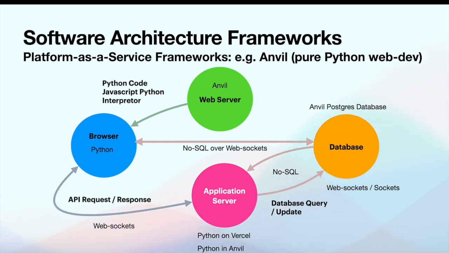Indeed. In this Anvil-based architecture, the browser directly runs Python code. It uses a Python interpreter written in JavaScript. It makes API requests using REST or Anvil's uplink WebSocket-based library, and receives responses from the application server, which itself runs Python. Perhaps on a platform like Vercel, or directly within Anvil's cloud. It's incredibly streamlined. So the browser has Python running in it. That's just wild, Sasha, and it talks directly to the database?